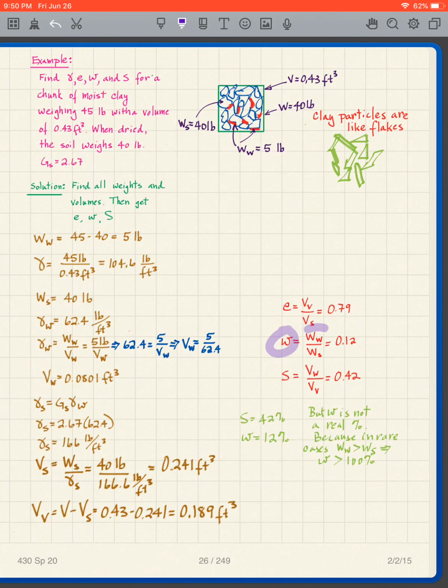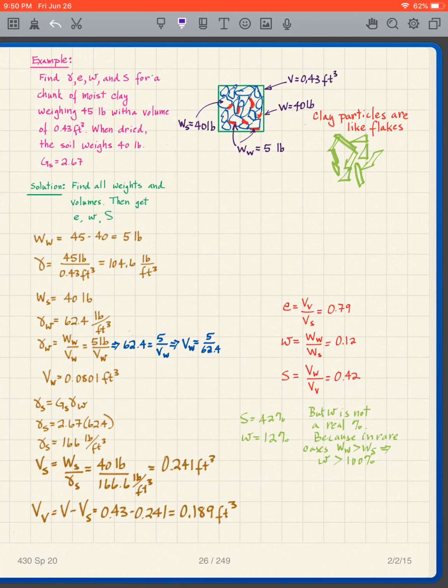The water content is weight of the water over weight of the solids. Well, I've got the weight of the solids. I got the weight of the water. Gives me the water content, 0.12. And S is what? It's the volume of the water over volume of the voids. There's the volume of the voids, and I figured out the volume of the water. So, like I say, once I know all those weights and volumes, I can solve for any of the things that I ask you for.